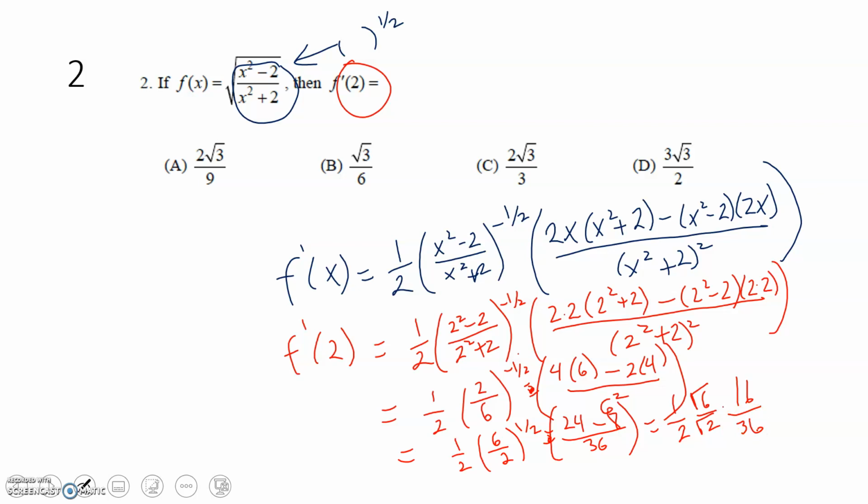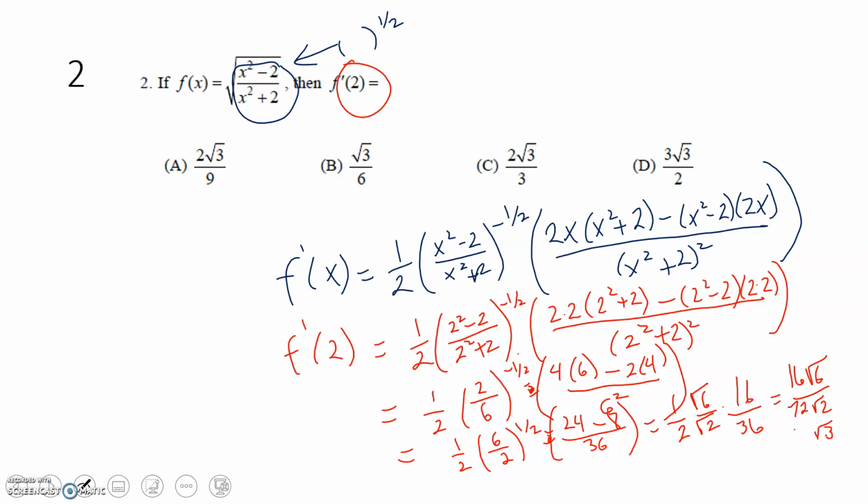And then we're going to clean this up a little bit. So we get 16 rad 6 over 72 rad 2. Now, rad 6 divided by rad 2 is rad 3. And then 16 and 72 are both divisible by 4.